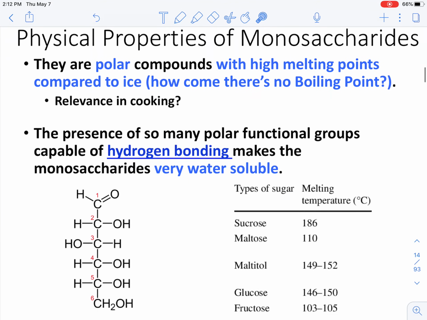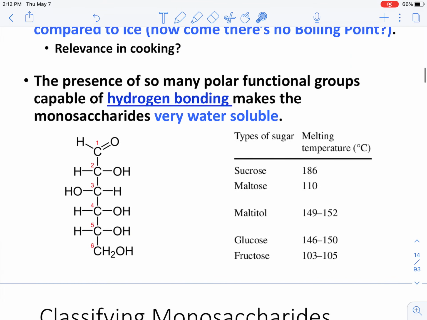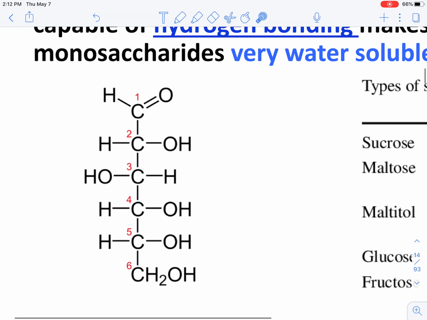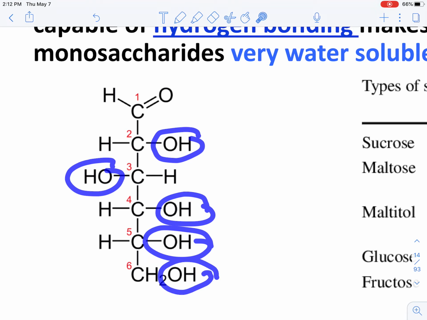All right, so talking about physical properties for monosaccharides, this can also be applied for disaccharides. Typically, these monosaccharides have a high melting point. And they're also polar compounds. So let's talk about this idea of polarity first. And so if I zoom in on this structure over here, notice that we have an extensive amount of hydroxyl groups.